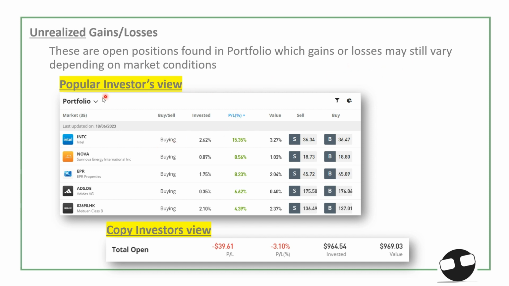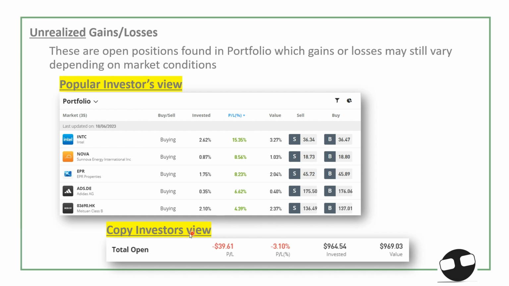For example, in the popular investor's view, you can see this number of assets, 35, and you have here the profit and loss percentage in green. Now, these are open or active assets or securities, meaning these gains will actually change depending on certain market conditions. Thus they are unrealized gains or losses, because they are still open.